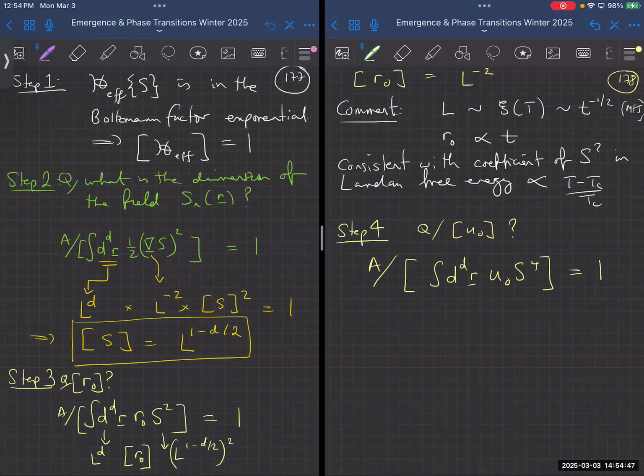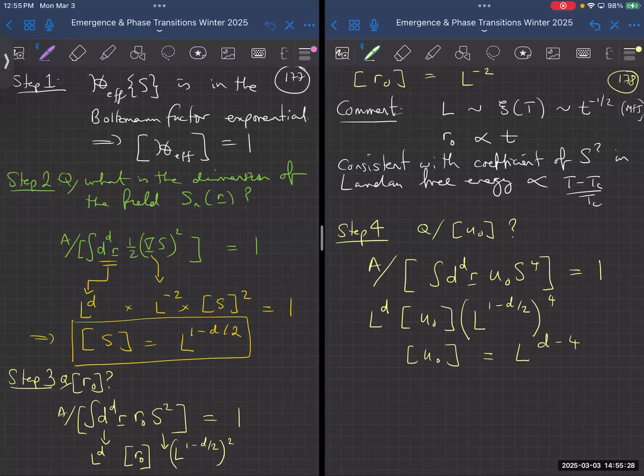Okay, so that is equal to 1. And so this then tells us that we have the integral of u naught, then we have L to the D, and then we have L to the 1 minus D over 2 raised to the 4th power. And so that's going to tell us that u naught actually is going to go like L to the power D minus 4.